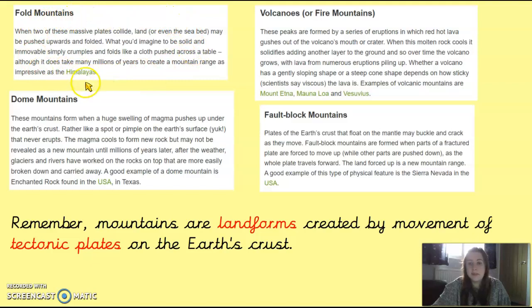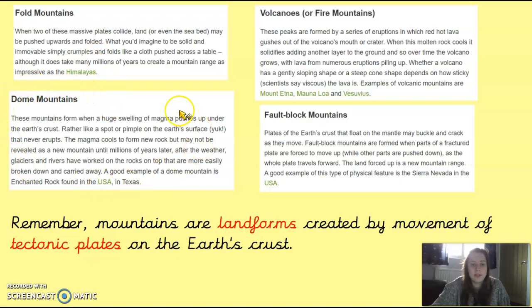So these are mountains like the Himalayas, where the 2 tectonic plates collide and they're pushed upwards and they are folded. Okay, so this is your typical sort of what you probably imagine a mountain to look like.